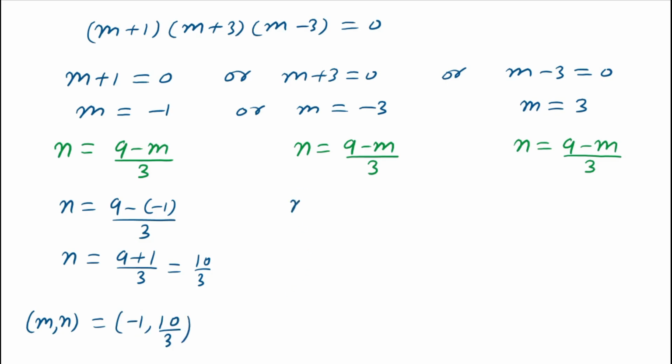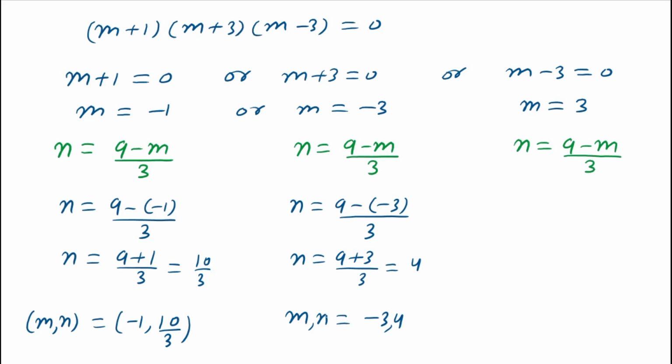Now n is equals to 9 minus the value of m, which is minus 3, divided by 3. Then n is equals to 9 plus 3 divided by 3, and this is equals to 12 over 3, and 12 over 3 is 4. So the value of m comma n is equals to minus 3 comma 4.